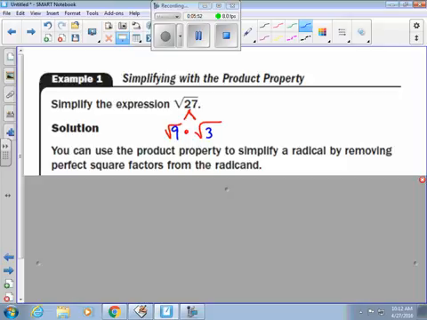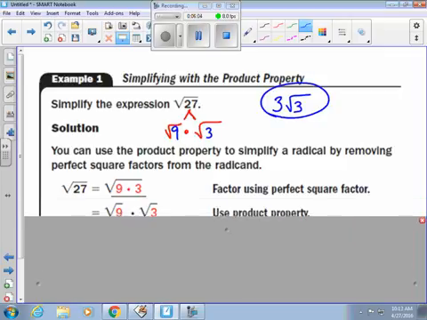We can take the square root of 9 because it's perfect. What is the square root of 9? 3. So we have 3 times the square root of 3. This is how you simplify a radical.